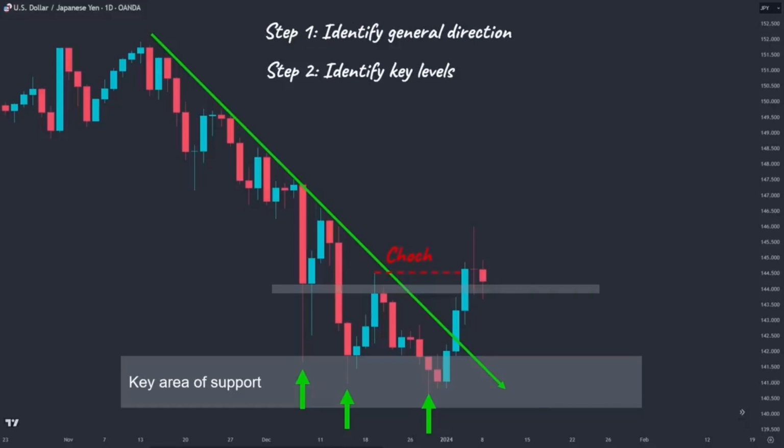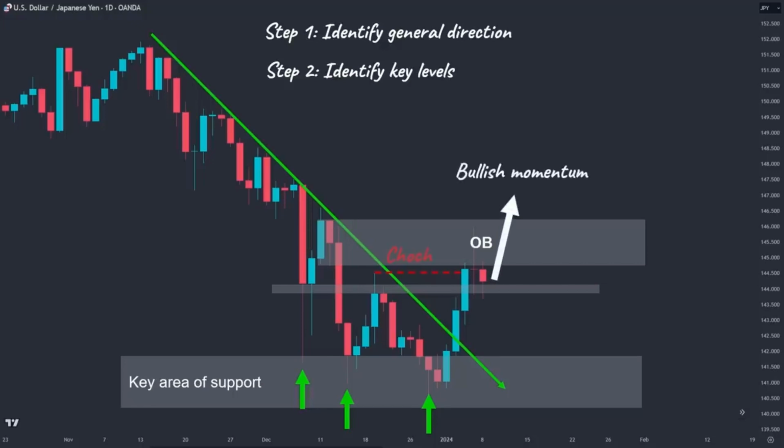Right now, we don't have a clear bias because this order block can cause a reversal. We have to wait for the next moves in the market. If the price breaks this supply area to the upside, it shows that the buyers have taken control, and we can go long until we reach the next supply zone in front of the price.